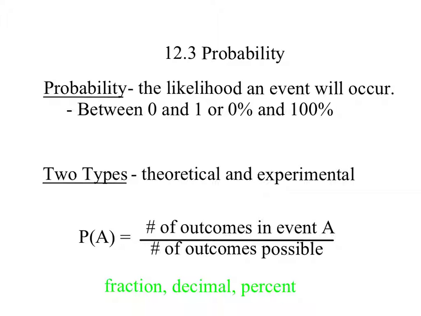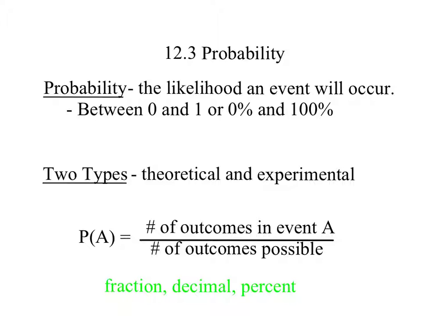Now that you know how to find all the different ways that things can happen, we're now going to talk about probability. So you've done probability a lot. It's just now we're going to do probability on steroids. So the probability is the likelihood an event will occur. So that's going to be either between 0 and 1, which translates in percentages as 0% to 100%. There will never be anything over 100%, not in probability anyway.